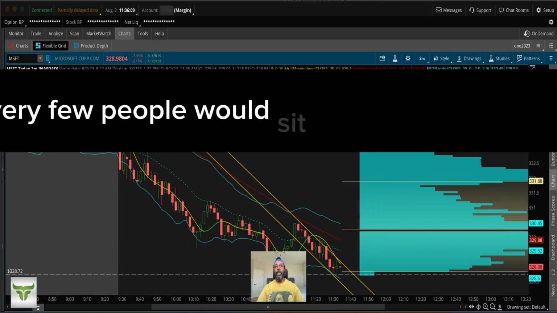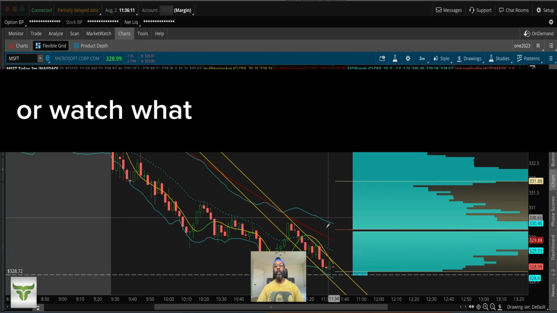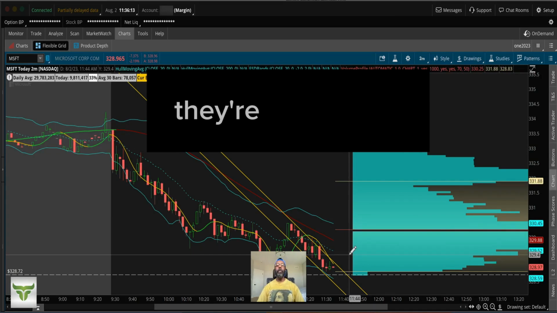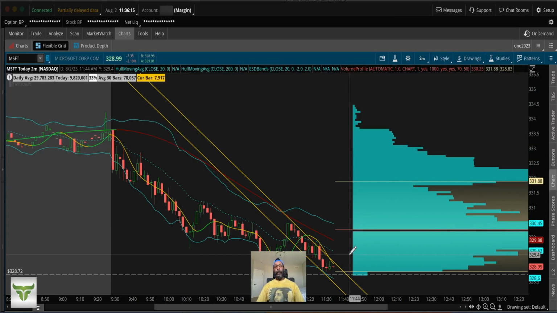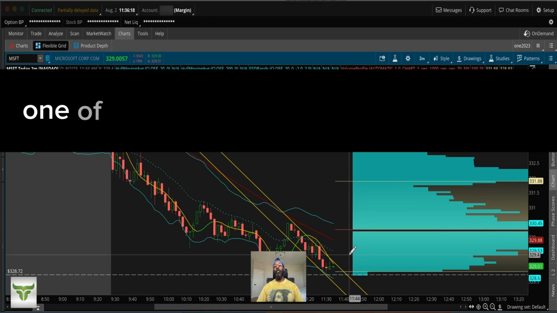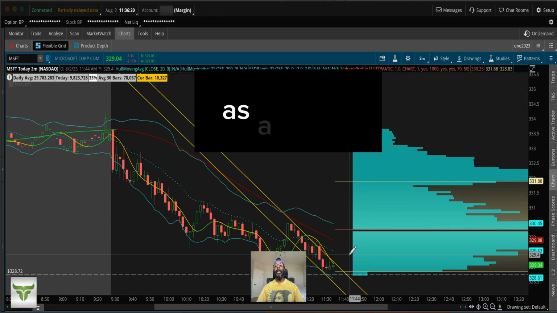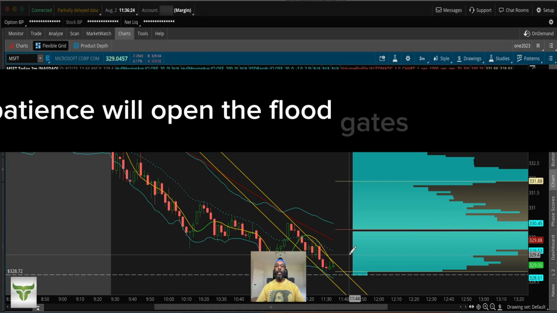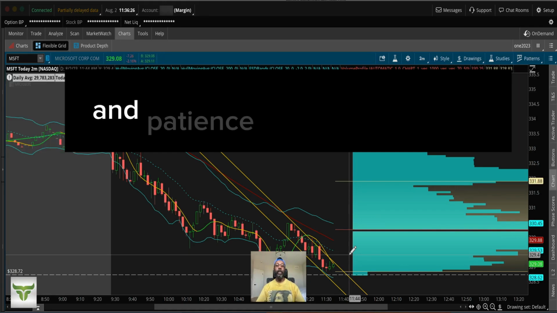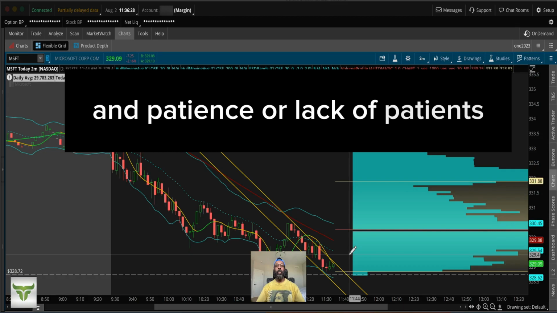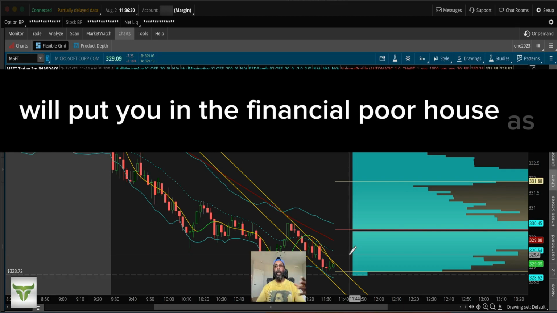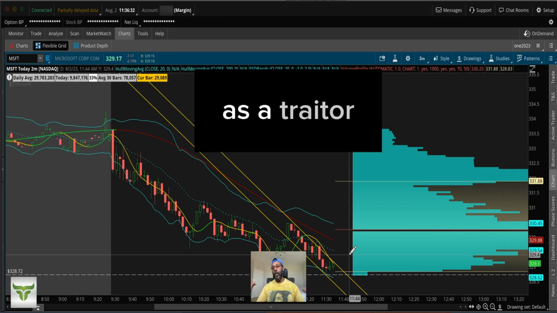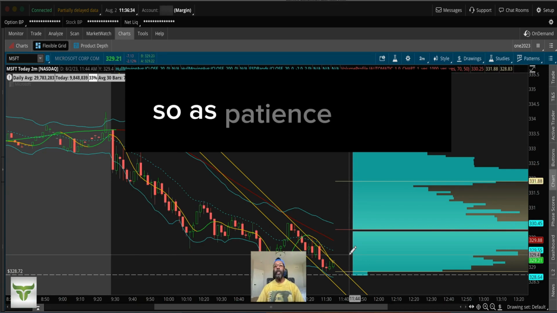Very few people would sit in this trade right here or watch what I'm doing all the way through because they're not patient. One of the biggest things that I can tell you as a trader is patience will open the floodgates of wealth to you, and lack of patience will put you in the financial poorhouse as a trader.